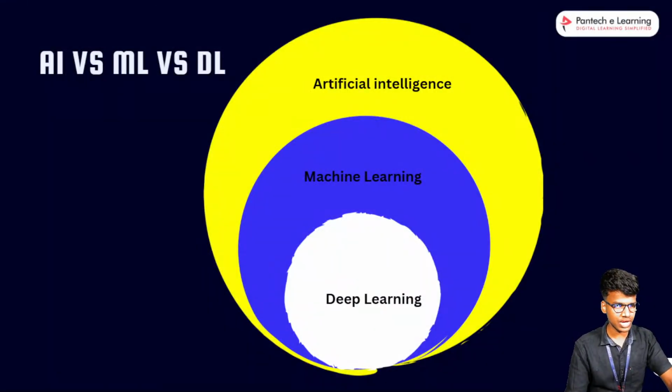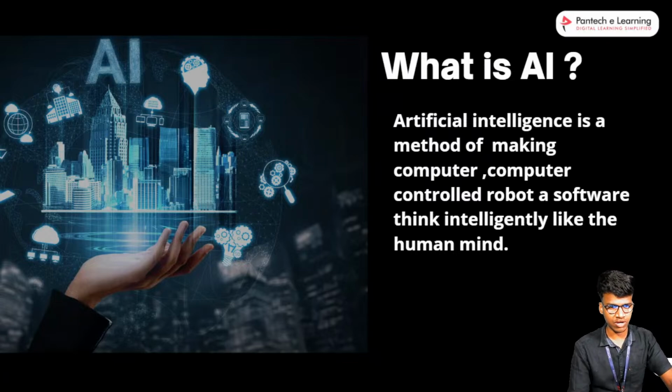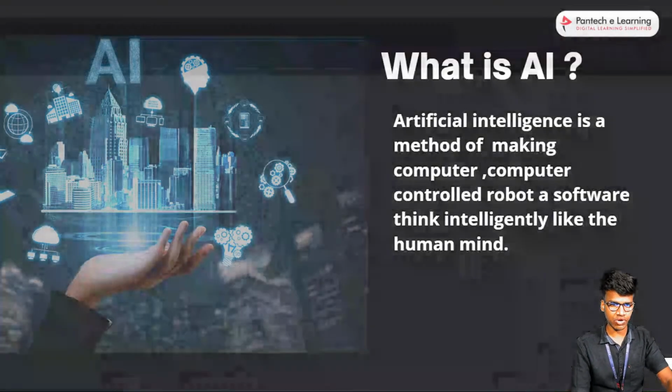So next one is deep learning, and that means the same thing. Machine learning is a subset of artificial intelligence. Deep learning is a subset of machine learning. So step by step, how every machine learning and deep learning is assigned. So what is that exactly? Already we know, the method of making computers, robots, or software think intelligently like the human mind. That is AI technology.